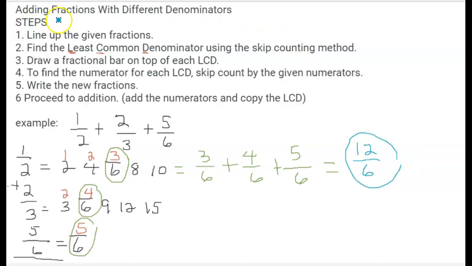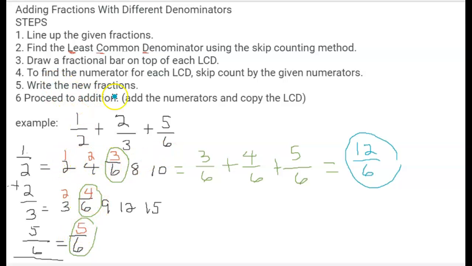So, this is how you are going to add fractions with different denominators following these 6 steps. Line up the fractions, that's what I did here. Find the LCD or least common denominator using the skip counting. That's what I did. I skip counted. And finally, I got 6. The first common multiple is the least common multiple or the denominator, okay? And then draw a fractional bar. That's what I did here. And then I also skip counted using my numerators. That's what I did here.